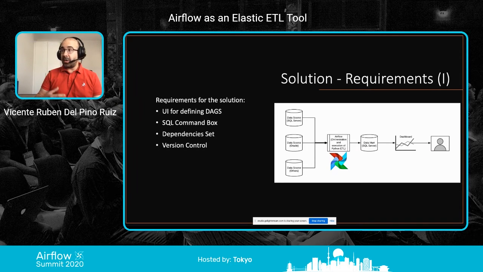Additionally, some requirements that we had for our solution were to be able to define the DAGs using a UI for the users. We didn't want them to need to write any Python code because, as Hendrik explained, not all of them are expert at writing code. We wanted to be able to introduce any transformation that they needed into the data through a SQL command box. And we wanted them to be able to set different dependencies.